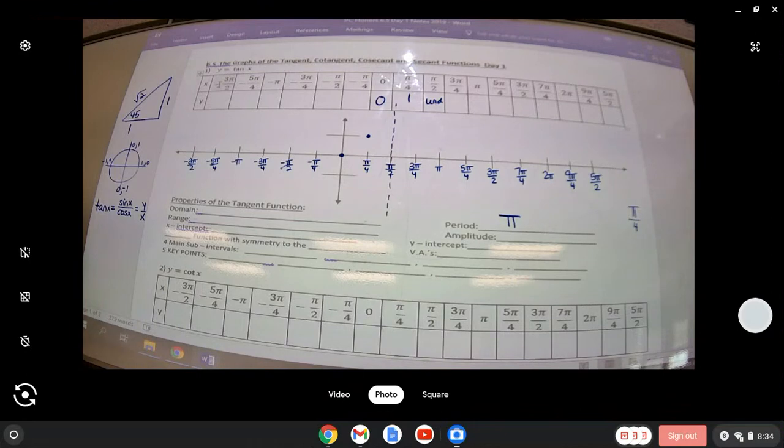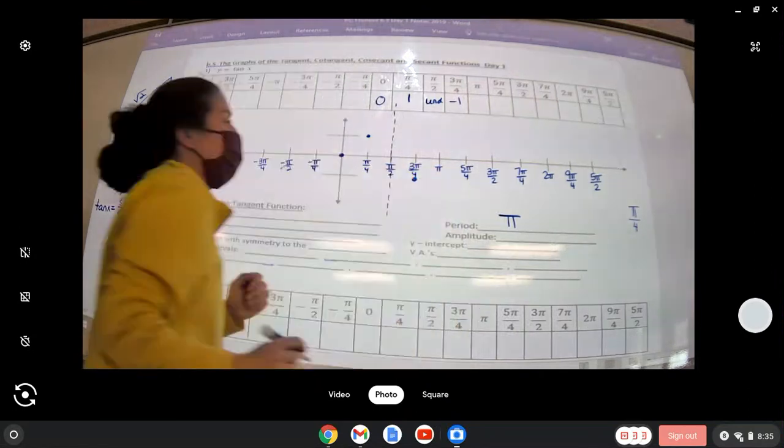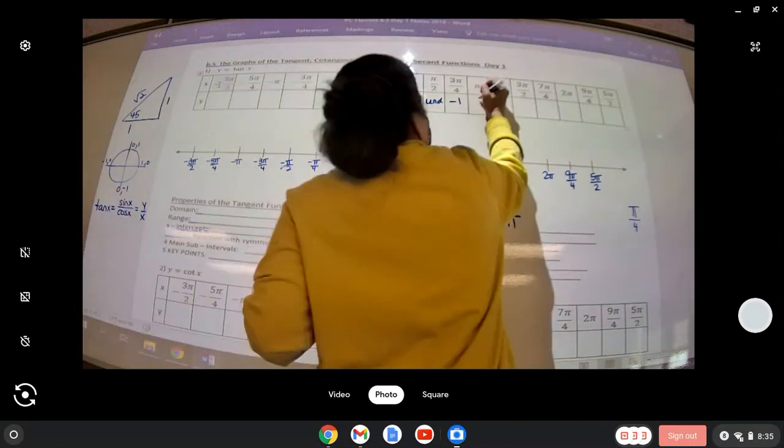All right, then we go to 3 pi over 4. Guys, 3 pi over 4 is a 45-degree angle that landed in quadrant 2. So the tangent of 45 is 1, but since it's in quadrant 2, that would be a positive y over a negative x. So that would be a negative 1. It's a negative 1 this time. All right, and then we go to pi. You plug in pi, at pi radians, 0 over negative 1, that's 0.